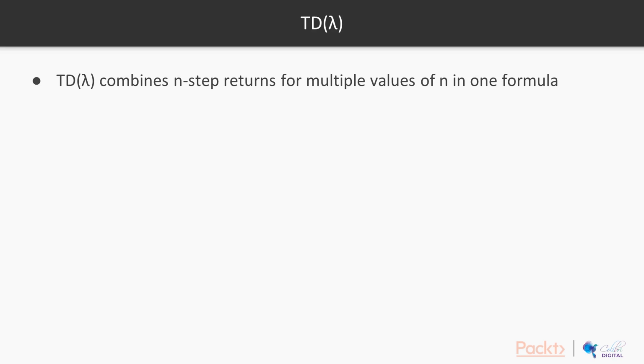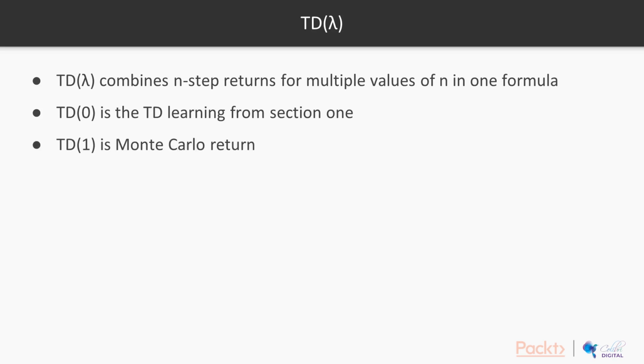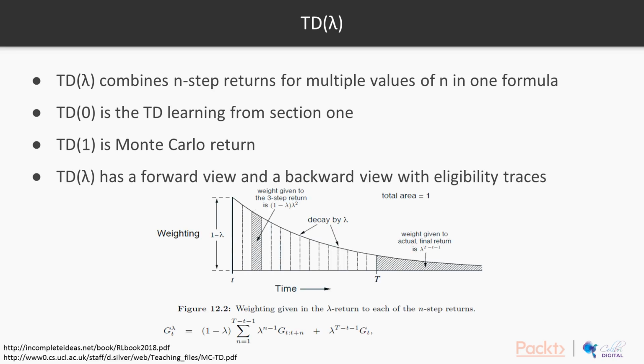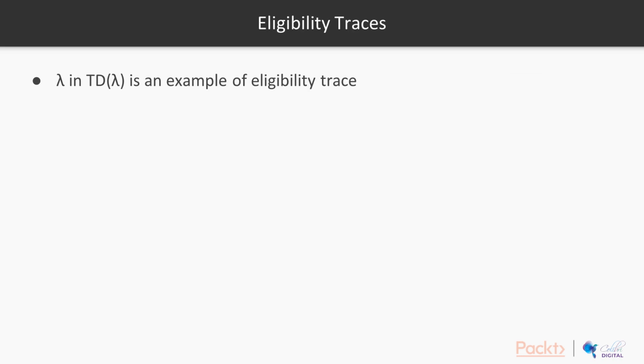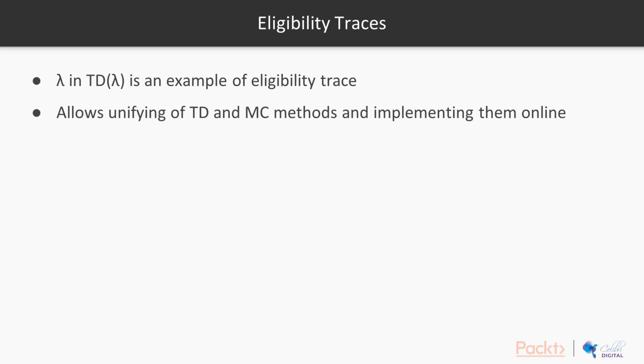TD lambda is a way of weighting n-step returns and relating Monte Carlo and TD methods. TD0, i.e. lambda equal to 0, is the one-step return. TD1, i.e. lambda equal to 1, is the Monte Carlo return. The image on the slide shows a hypothetical weighting for different n-step returns decayed by lambda, n-step returns represented by G. Eligibility traces are a way of unifying TD and MC methods and implementing them online.